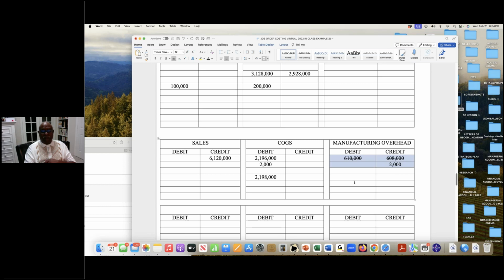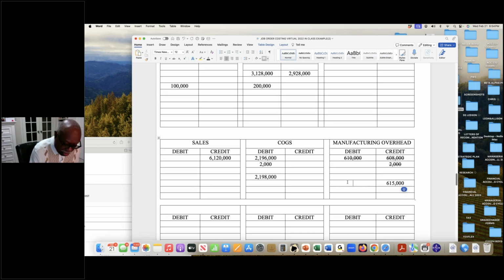And did you say we flip them if we overestimate or underestimate? If we overestimated, say we had 615,000, we would have too much in the cost of goods sold, so we would flip it. So if we had estimated the cost to be 615,000 and the actual was 610, then we have to put the 5,000 over here.